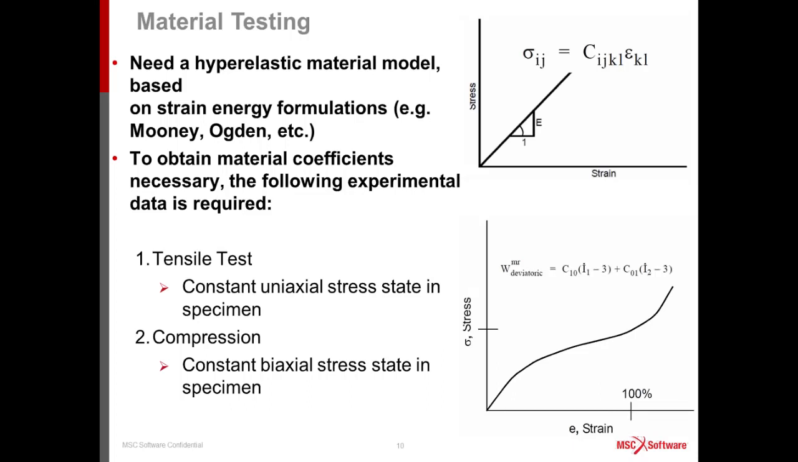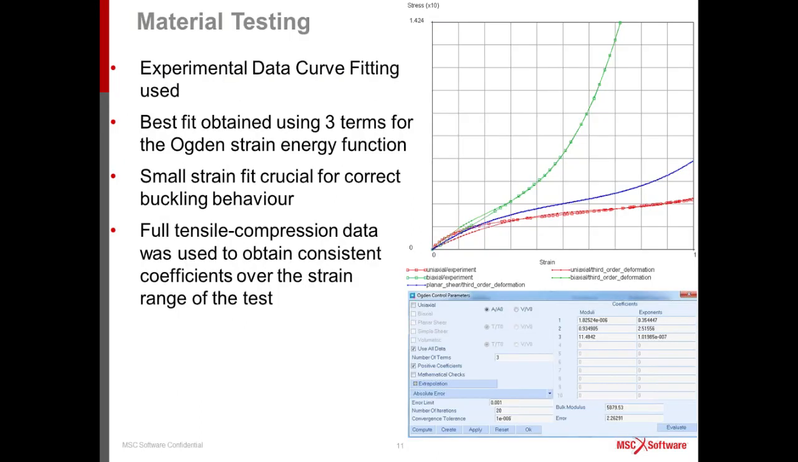We used the inbuilt experimental data fitting curves within the MARC software, and we found that three-term Ogden gave the best strain energy function fit, and it gave a very good small strain fit which we found was accurate for buckling behavior. We actually used the full sweep of tensile compression data to obtain coefficients across the whole range of the test.